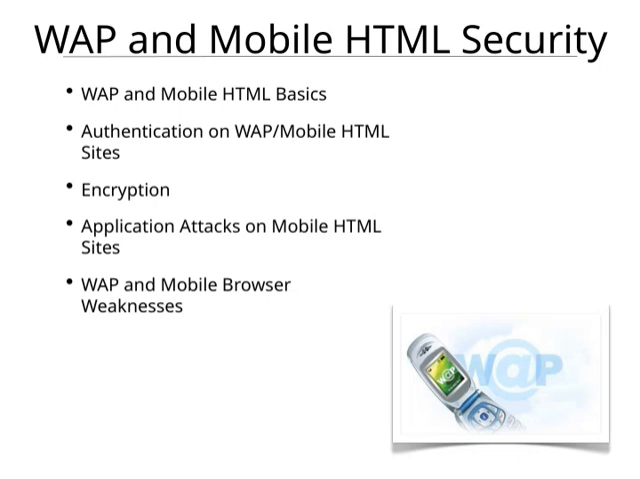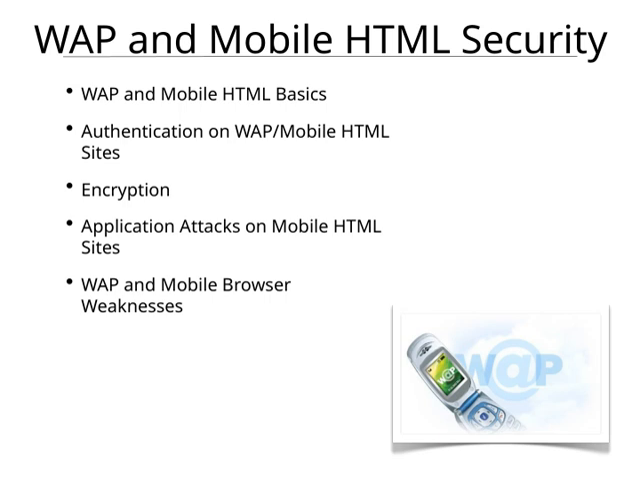Let's dive into some fundamentals of WAP and mobile HTML security. First, we'll look at WAP and mobile HTML basics. These technologies enable mobile devices to access web content, but they also introduce unique security challenges. Understanding how these systems work is key to protecting user data. Next, we'll discuss authentication on WAP and mobile HTML sites. Ensuring that users are who they claim to be is crucial, especially since mobile devices are often more vulnerable to theft or unauthorized access. Proper authentication mechanisms help prevent unauthorized use.